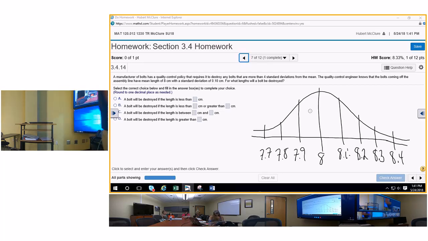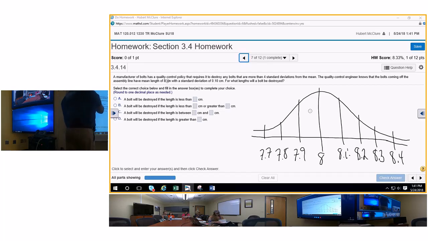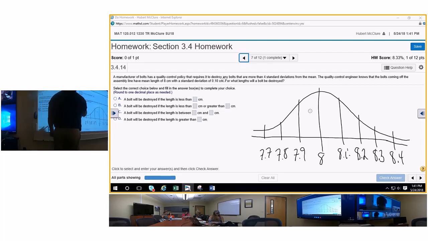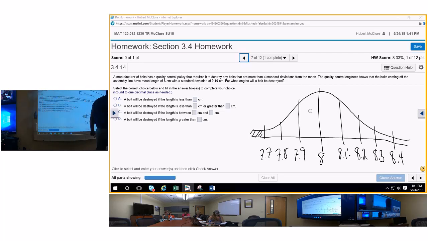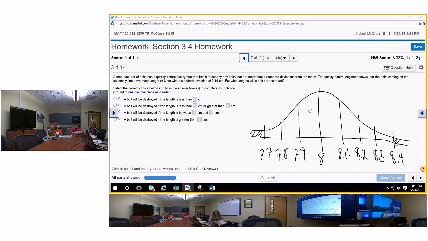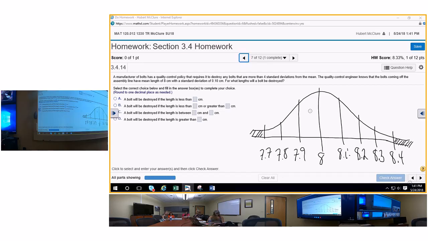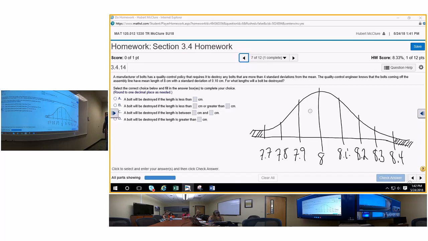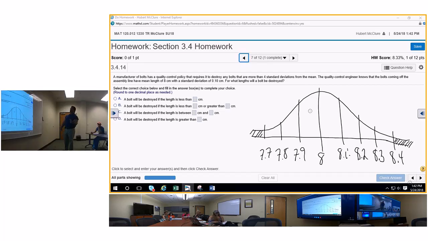Okay? Because I can't. A manufacturer of bolts has a quality control policy that requires it to destroy any bolts that are more, have I done 4? 1, 2, 3, 4. Okay? Less than 7.7 and more than what? 8.4, Hubert. Thank you, class, for the interaction. All right? So, blah, blah, blah. For what lengths will this bolt be destroyed? Less than what? 7.7 centimeters and more than what? 8.4. Yeah, wherever that is.